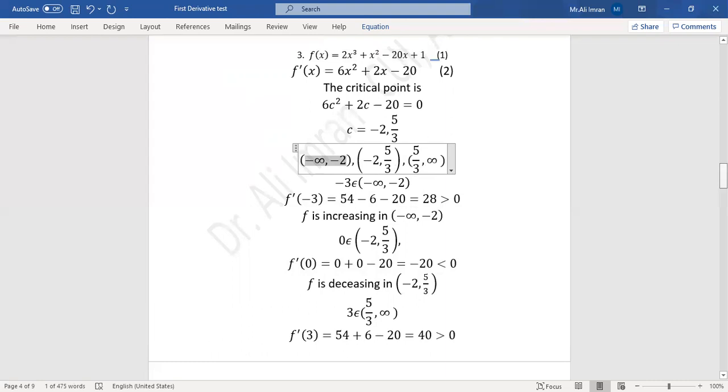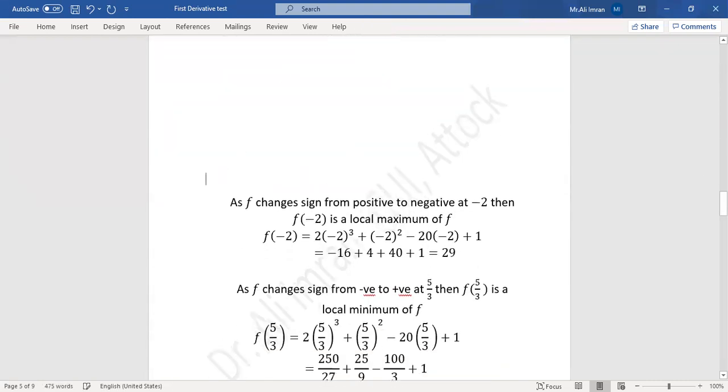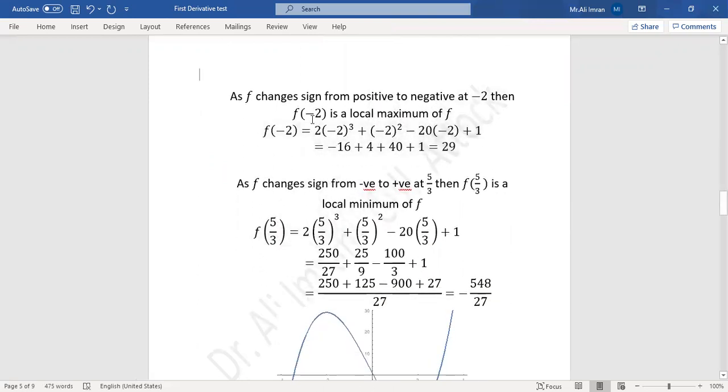Now, as f changes sign from positive to negative at the point minus 2, then f of minus 2 is a local extremum of f, and we will find this extremum by putting x equal to minus 2 in the given function. F of minus 2 is equal to minus 2 cube plus minus 2 square minus 20 into minus 2 plus 1, which after calculating we get f of minus 2 is equal to 29.